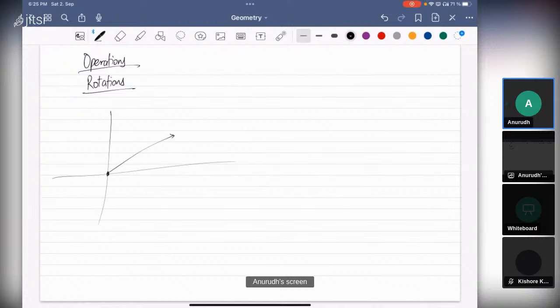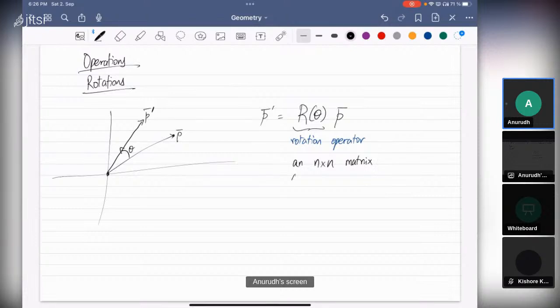So I have a point P and I want to rotate it by an angle of theta to get a new point P prime. Then I can think of P prime as some rotation action. So this is an operator, and in simple cases like here we'll only deal with Euclidean spaces. So this ends up being an n cross n matrix for n-dimensional space.